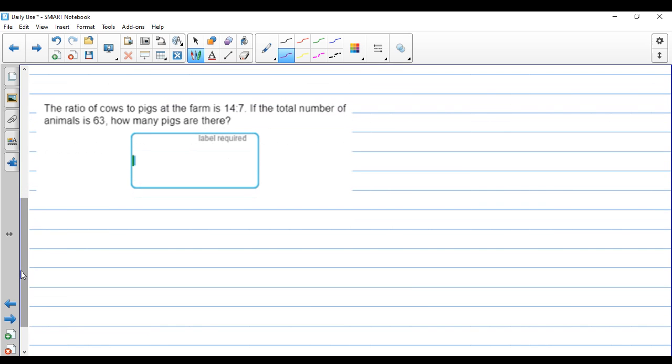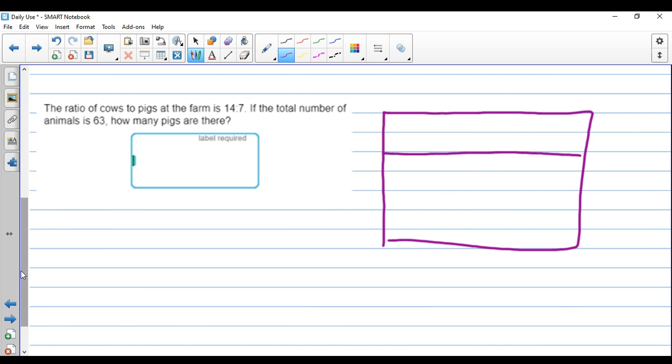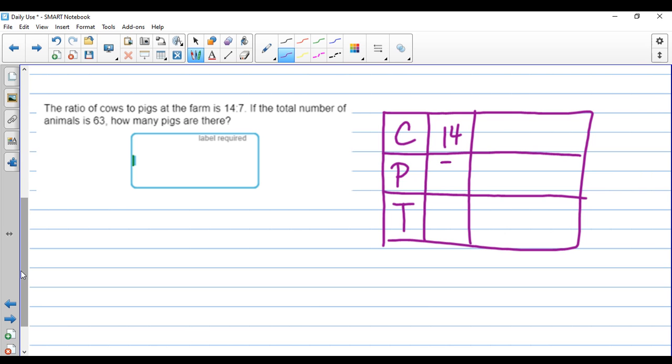And the third example, I'm going to draw my table again because I like the way it makes everything look a little bit neater when I put it in a table. So I have cows to pigs, and I have total animals. So the ratio of cows is 14 to 7 pigs. And then I need to find what is the total for this ratio. 14 plus 7 is 21. And then it says if the total number of animals is 63, how many pigs are there?